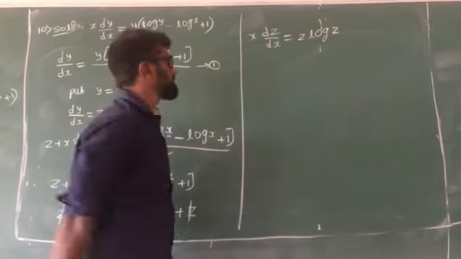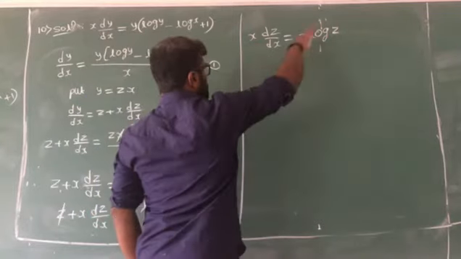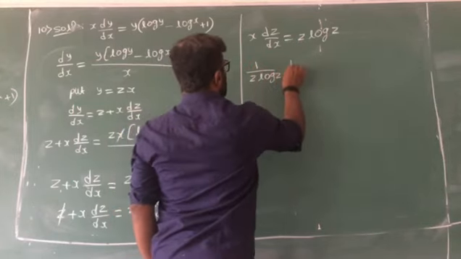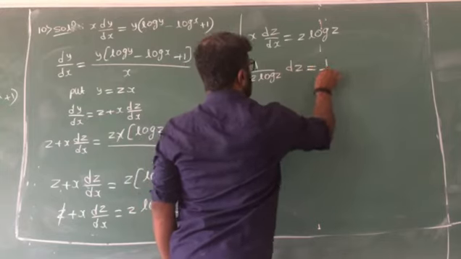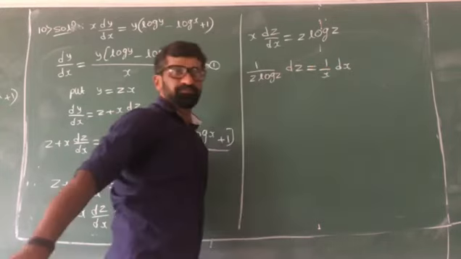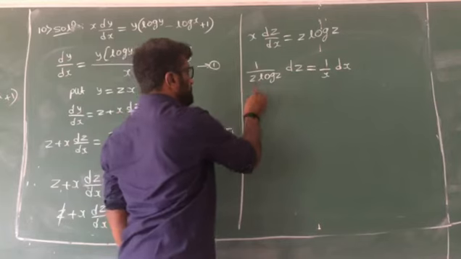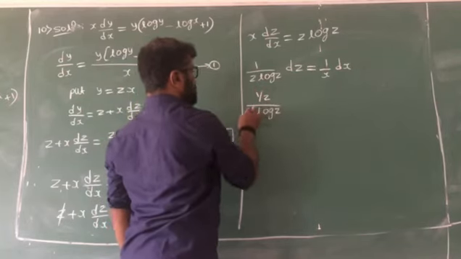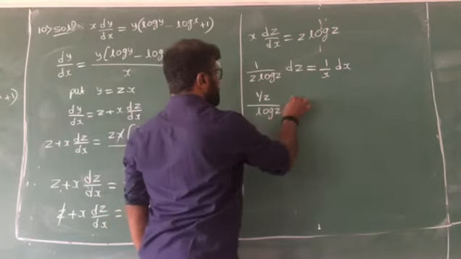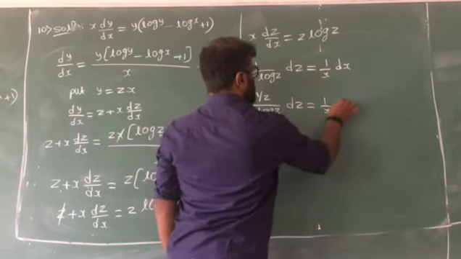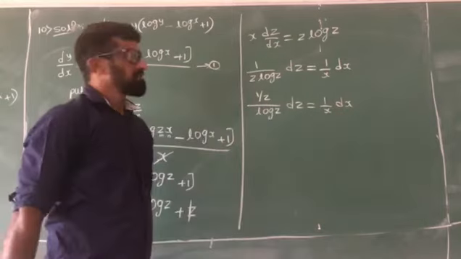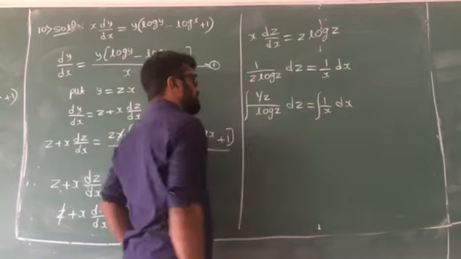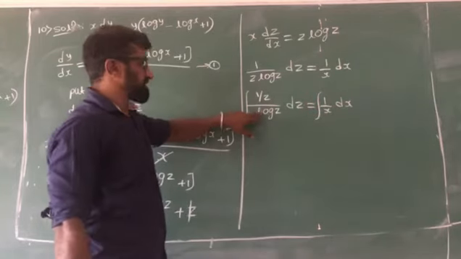Now separating the variables, we get 1 divided by z into log of z, into dz, equal to 1 by x into dx. Clear? So I can write 1 by z, whole divided by log of z, into dz, equal to 1 divided by x into dx. So after separating variables, integrating on both sides, now it is exactly in the form of f dash of x divided by f of x.